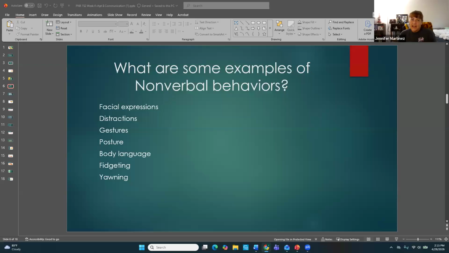Posture is another one, like I was showing you earlier. If I'm sat back in my chair, my hands are folded across my chest, or I'm just like, yeah, this is fun, right? It's not showing that you're interested in the conversation that you're having with that patient. And then fidgeting. So fidgeting is also one thing, maybe that's why I move my hands so much when I'm talking.